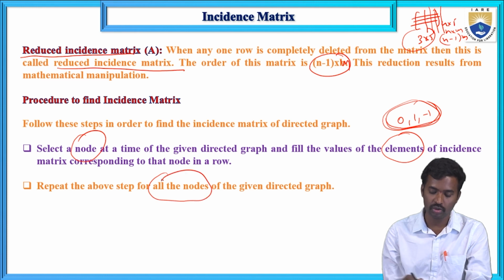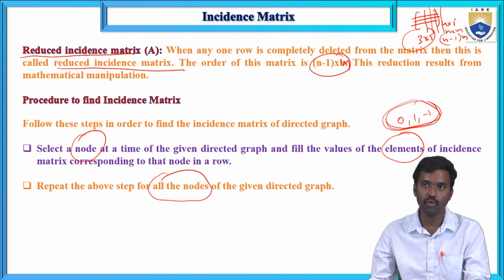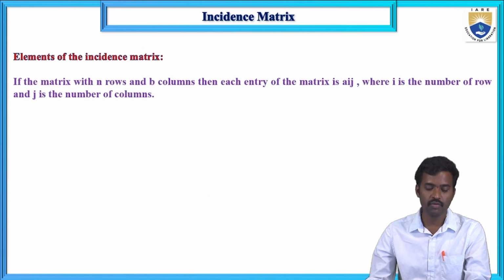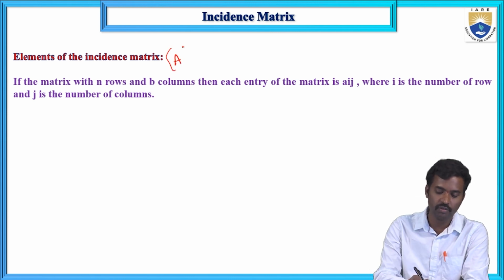For all nodes you have to perform this first step, for a given directed, oriented graph. So here are the 2 steps to get the incident matrix. Next, the elements of the matrix. The incident matrix is represented with A.